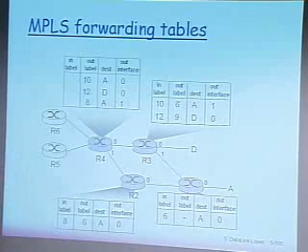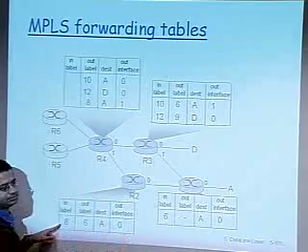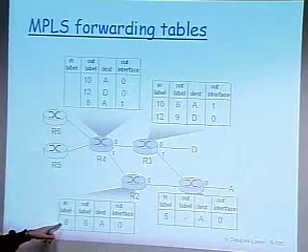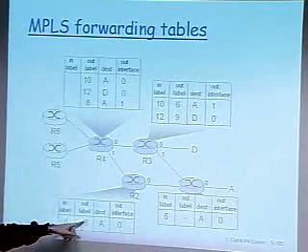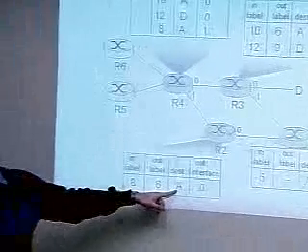The MPLS forwarding table, on the other hand, looks something like this. It has 4 entries: in label, out label, destination.